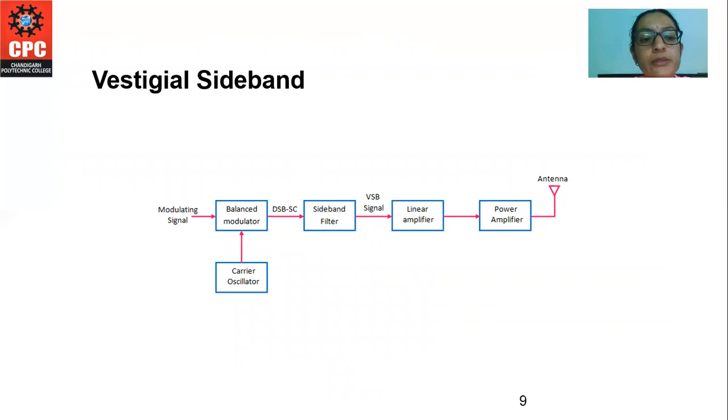Going with the diagram, a modulating signal is provided to the balanced modulator. We already know what the balanced modulator can do. The carrier oscillator generates the carrier frequency and provides it to the balanced modulator, which multiplies both signals and provides a DSBSC signal at the output. After that, a sideband filter allows only one sideband to be transmitted, and the VSB signal is generated. Then the signal is amplified and transmitted by an antenna.